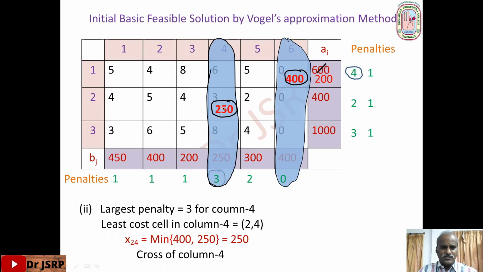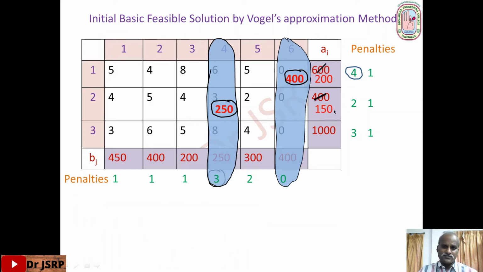So remove column 4. Observe the origin: out of 400 units, 250 are transported. So the remaining available amount at the second origin is 400 minus 250, that is 150. Okay, right. Repeat the same process. Find the penalties in the reduced transportation table. Since the column is eliminated, row differences may change. First row difference, least cost 4, next least 5, difference 1. Second row difference, 2, 4, difference 2. Third row, 3, 4, difference 1. So these are the row penalties.